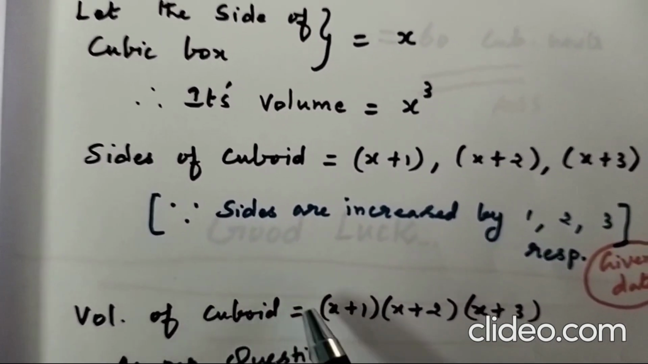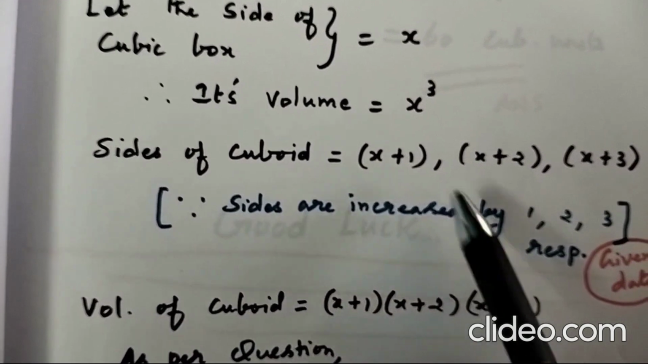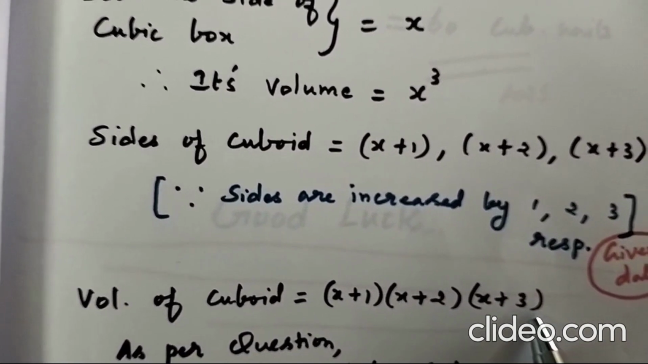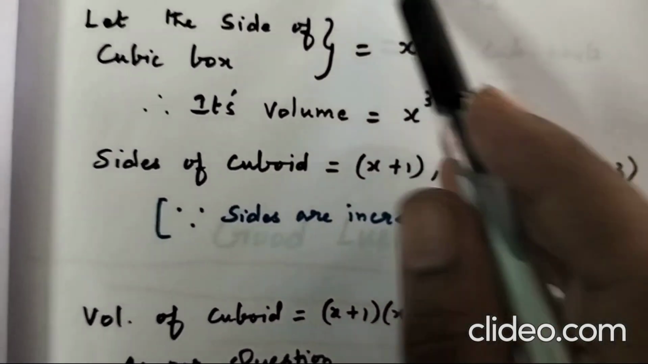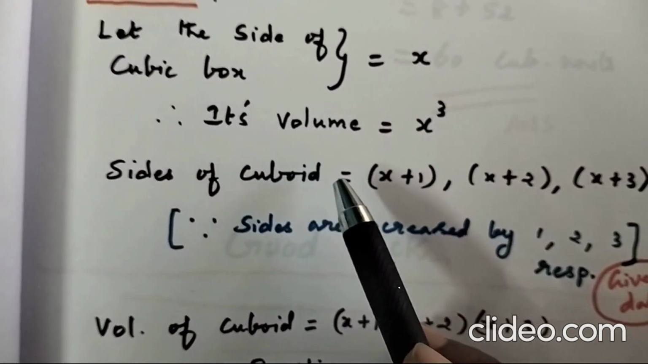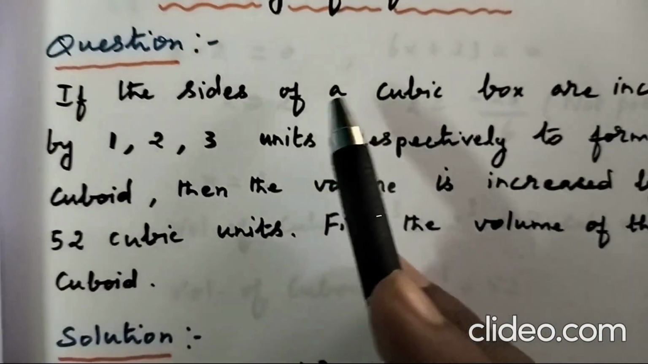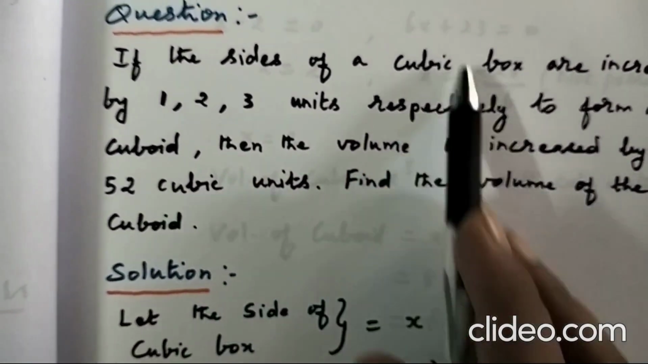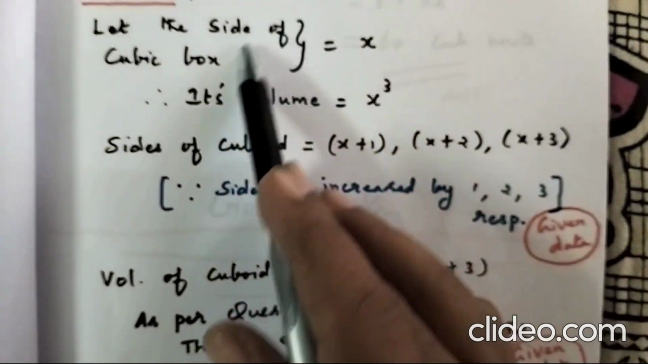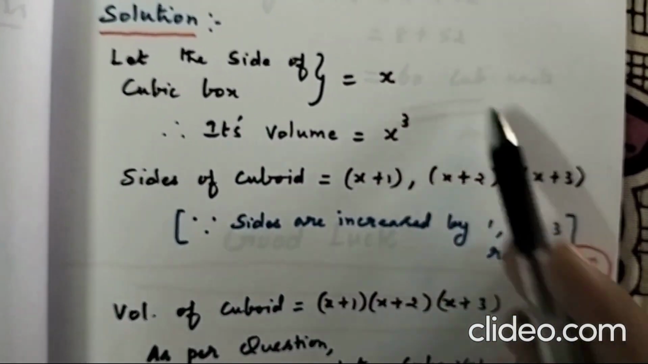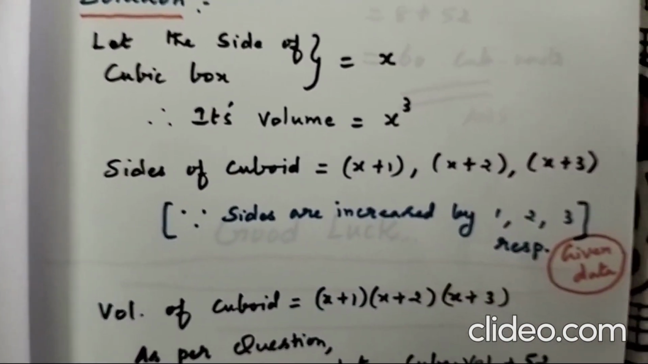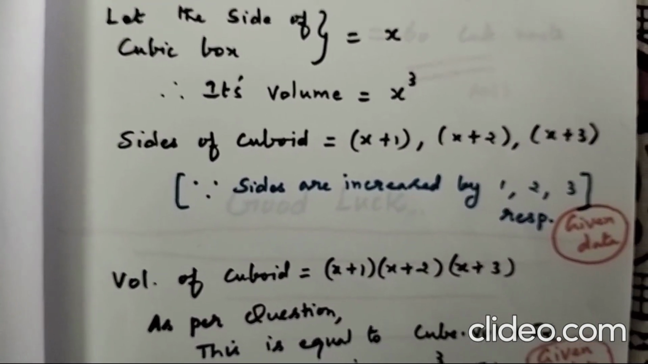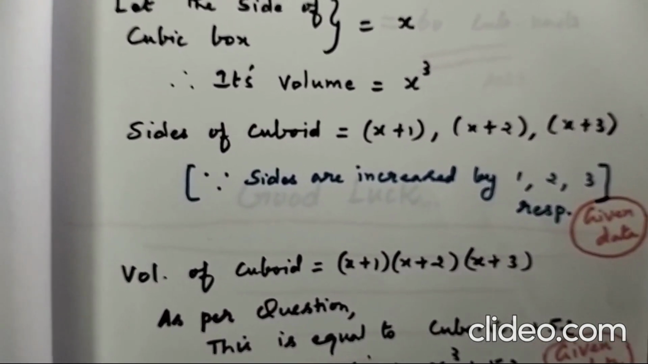Therefore, what is the volume of a cuboid? Length into breadth into height. What are the length, breadth, height? x plus 1 into x plus 2 into x plus 3. So these are the initially given data in the question. We can see in the question, if the sides of the cube are increased by 1, 2, 3 to form a cuboid, so this initial data has been expressed fully in terms of x and expressions. All these are called expressions. We are yet to equate to the second given data.